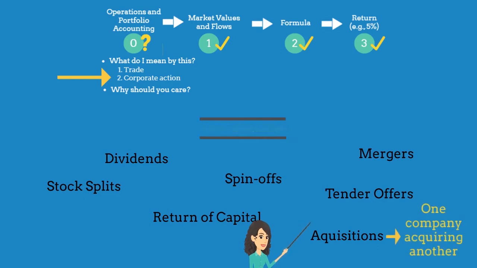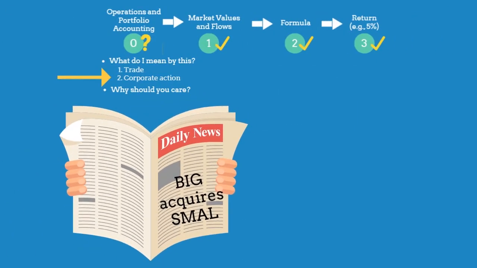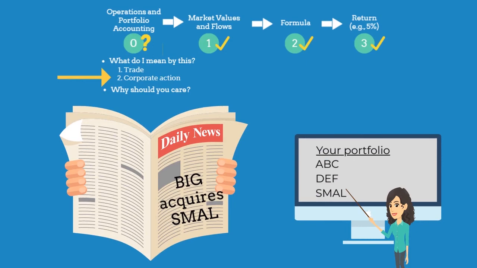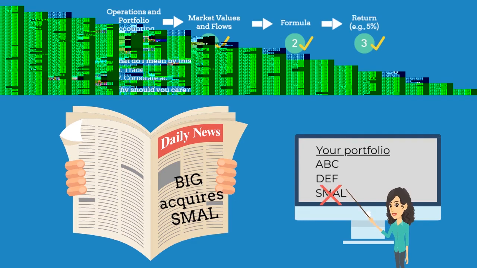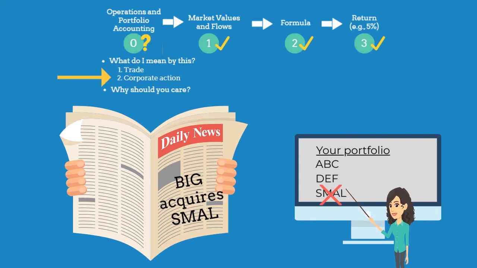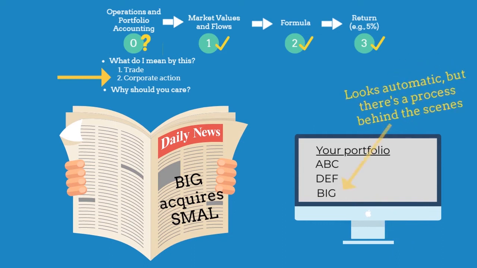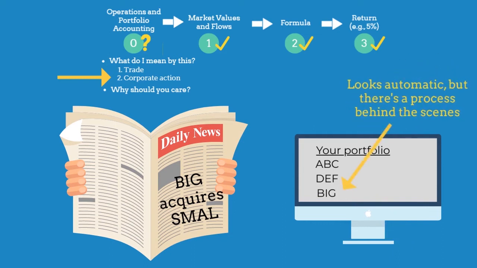For example, let's say company big announces in the news that it's going to buy company small, and your portfolio owns stock small. That means your shares of small are no longer going to exist because that company is being bought and they are going to be replaced with shares of big. This change in shares might look like it happens automatically, but there's actually a process behind it.